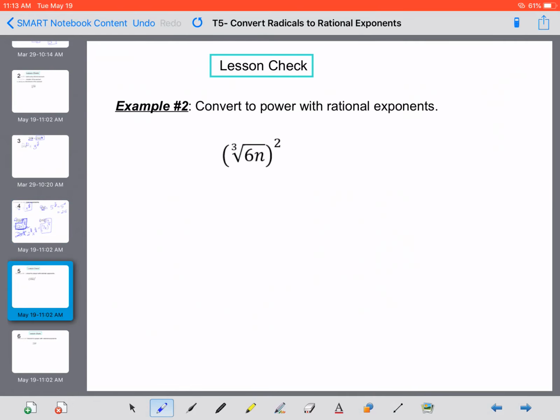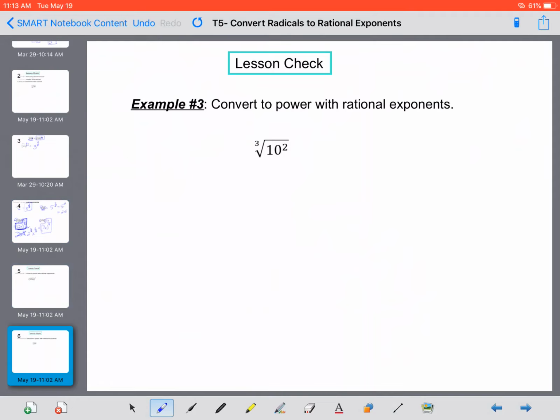Here's your second lesson check. Convert to power with rational exponents. You have the cube root of 6n raised to the 2nd power. Go ahead and write your answer down. The next one is also convert to power with rational exponents.